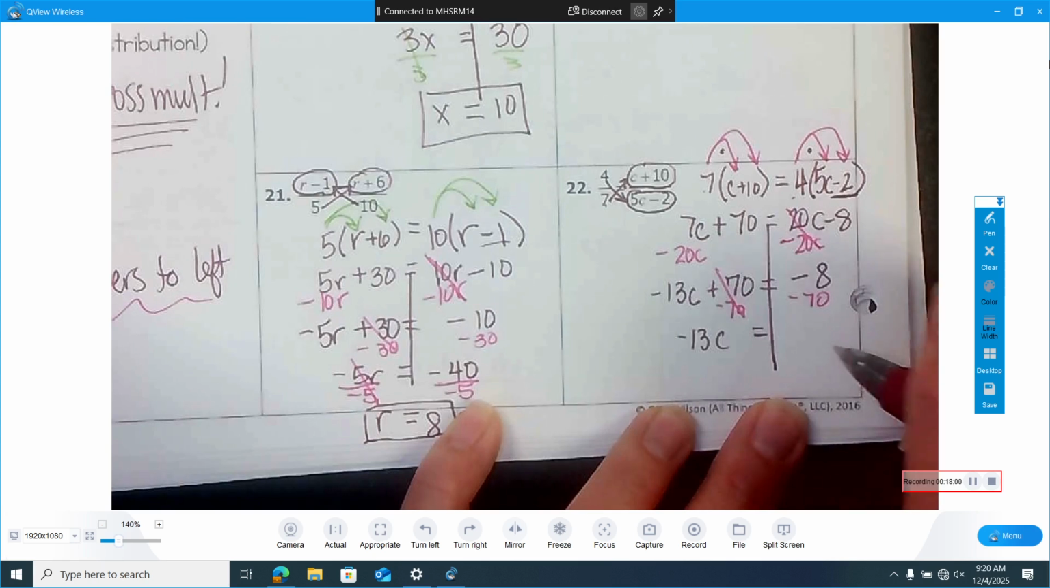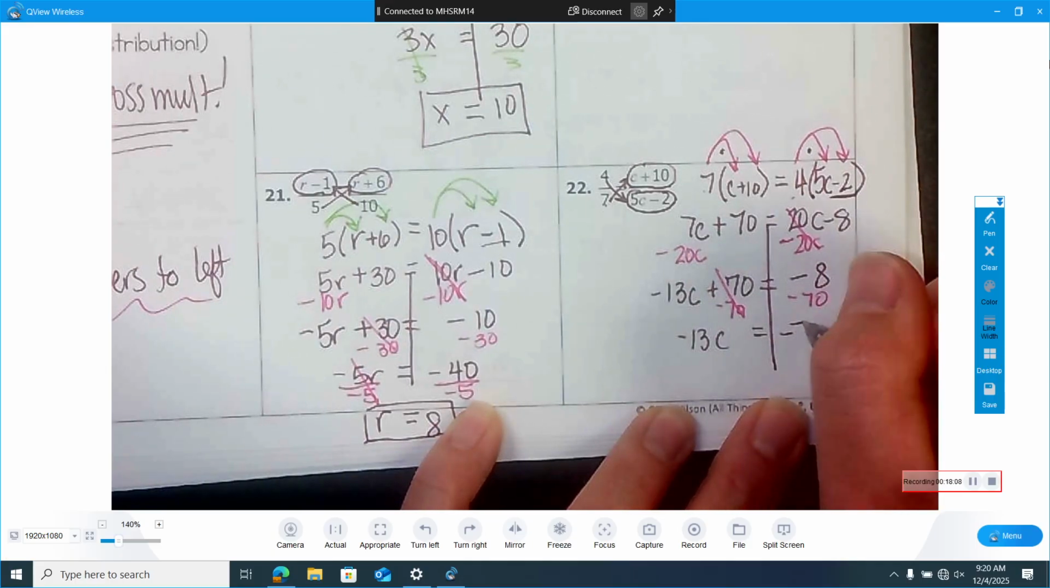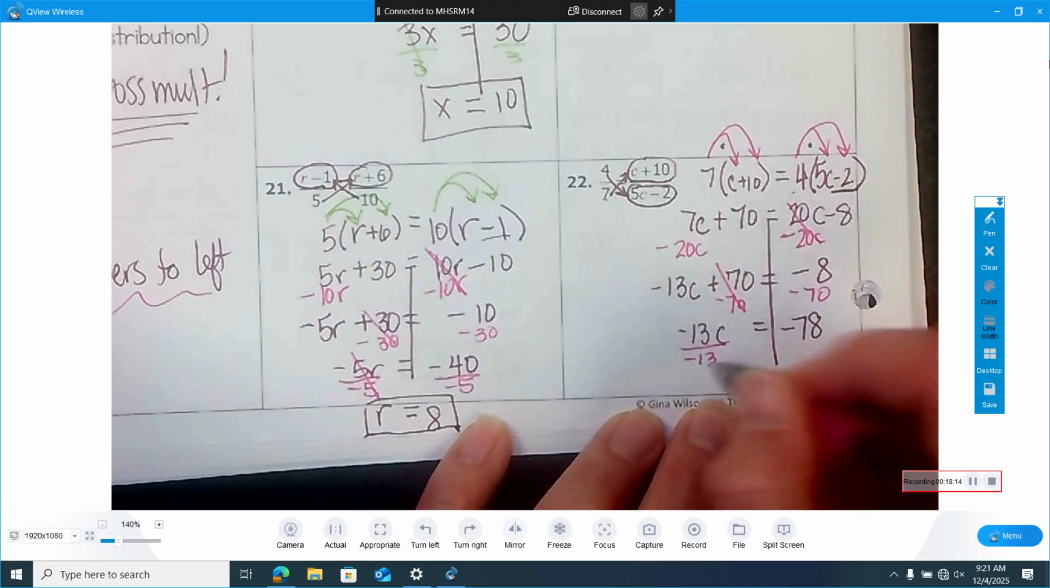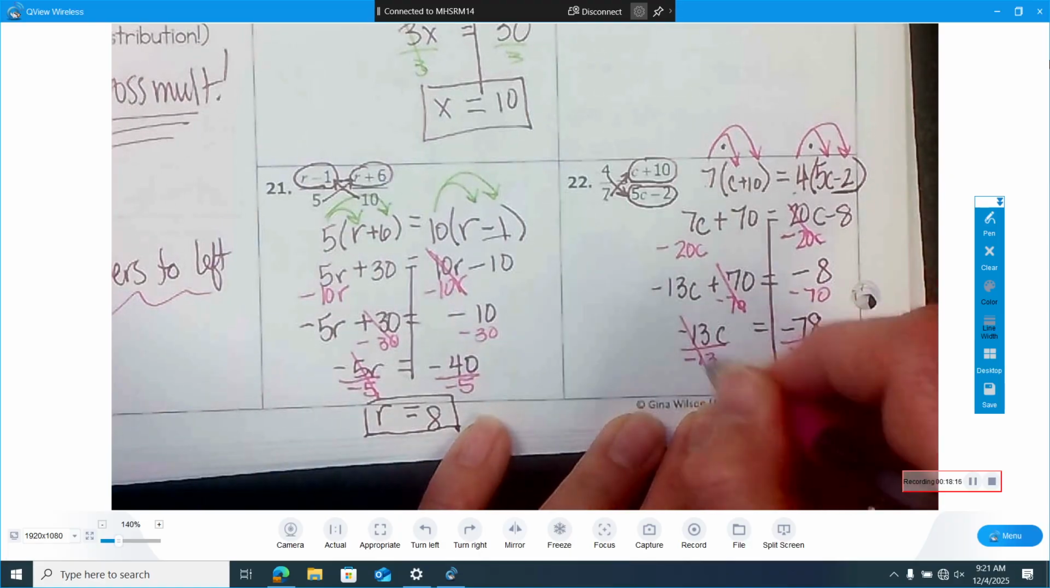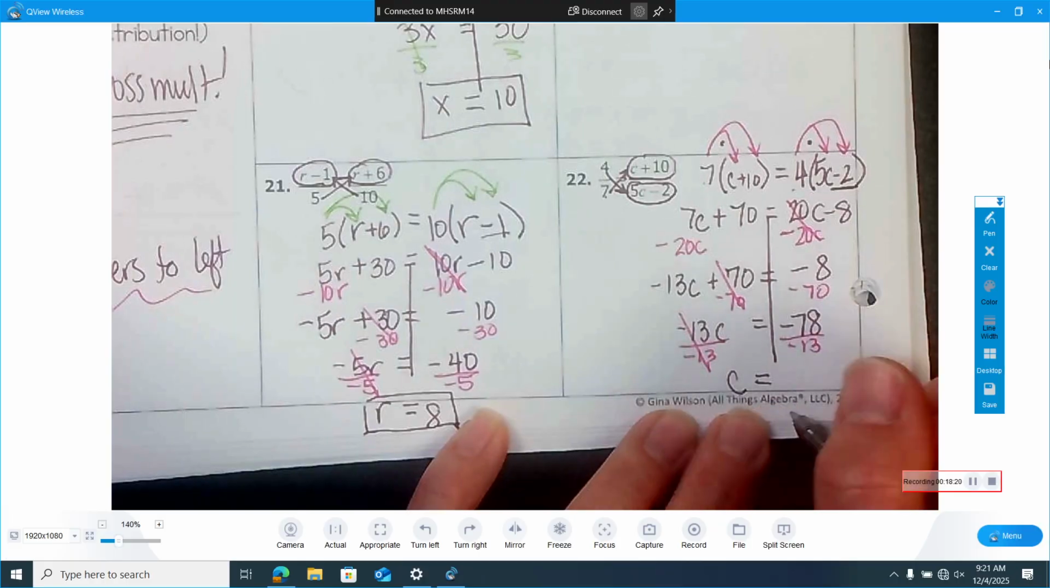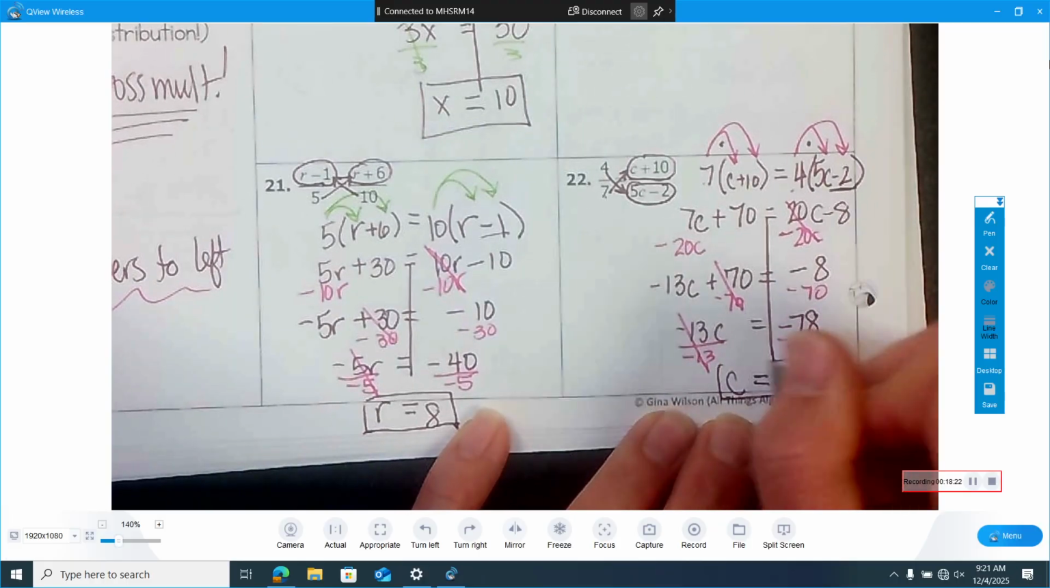That's a whole lot of negatives. How many negatives do we have? Negative 78. Very good. And then what should we do? Divide by negative 13. I get c equals 6.